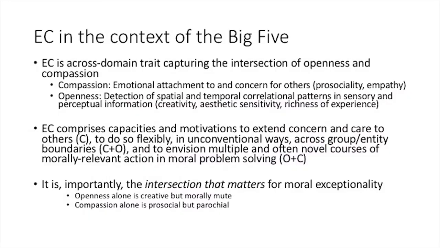If you look at DeYoung's original work, you see the same correlation. So you're getting these correlations between aspects that in the hierarchical model probably shouldn't be correlated that highly, but you're getting it over and over again. And the question to us was, well, what does it actually mean? So that was our first inkling that there might be something in the combination of openness and compassion that would be interesting to explore. And it's this that we're calling enlightened compassion, at least as a starting point. So in the context of the Big Five, we view enlightened compassion as a cross-domain trait capturing the intersection of openness and compassion.